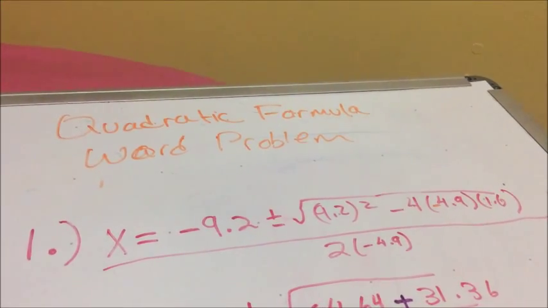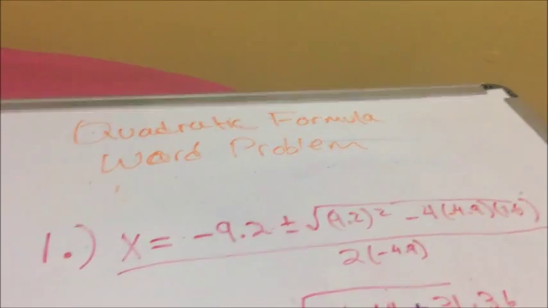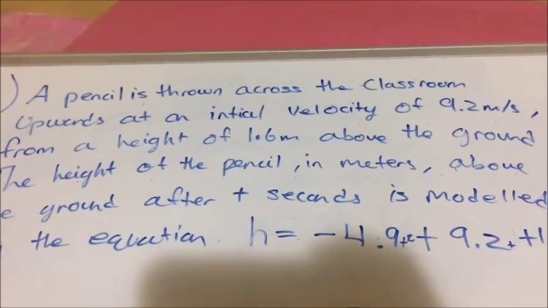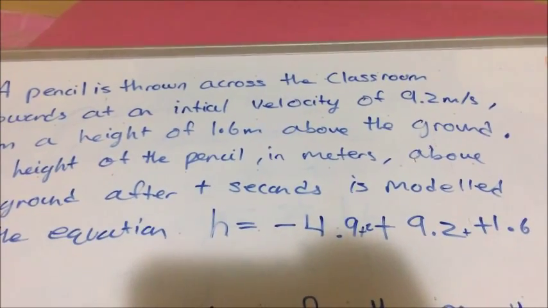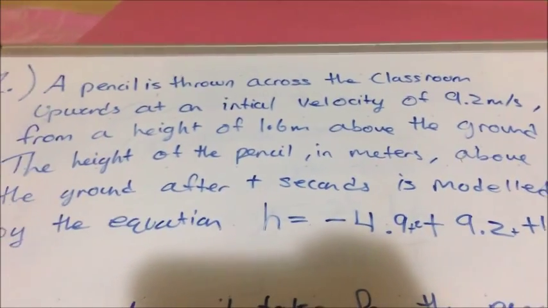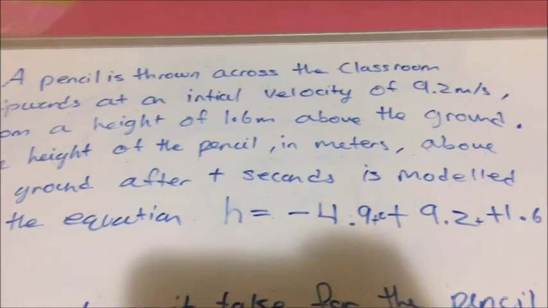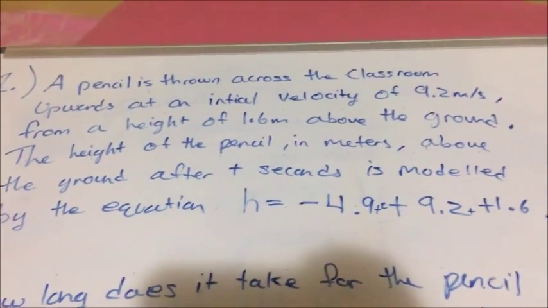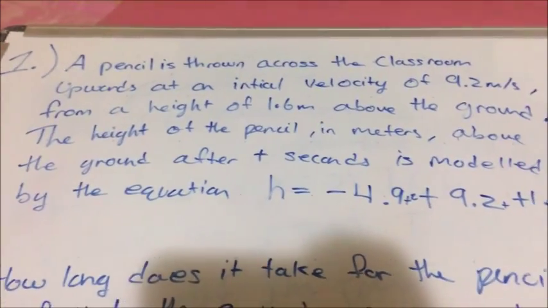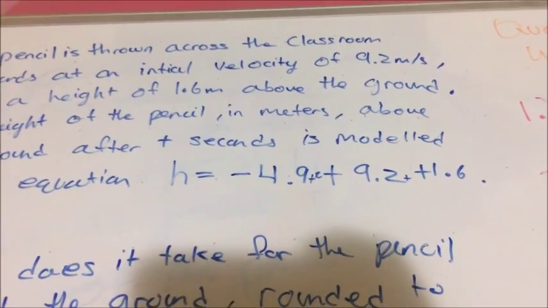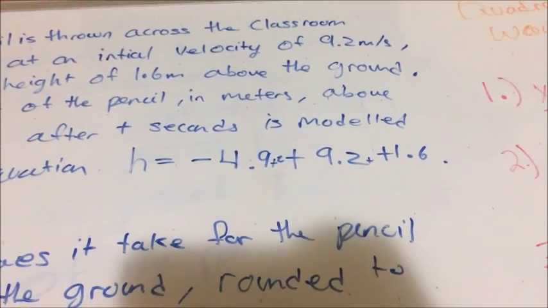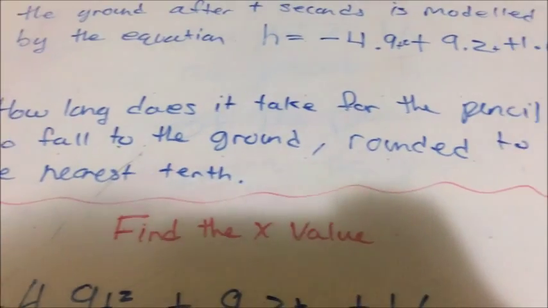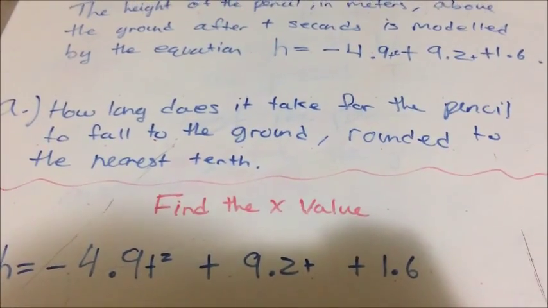Today I will be showing you an example of a quadratic formula word problem. The word problem is: a pencil is thrown across the classroom upwards at an initial velocity of 9.2 meters per second from a height of 1.6 meters above the ground. The height of the pencil in meters above the ground after t seconds is modeled by the equation h equals -4.9 t squared plus 9.2 t plus 1.6. How long does it take for the pencil to fall to the ground, rounded to the nearest tenth?